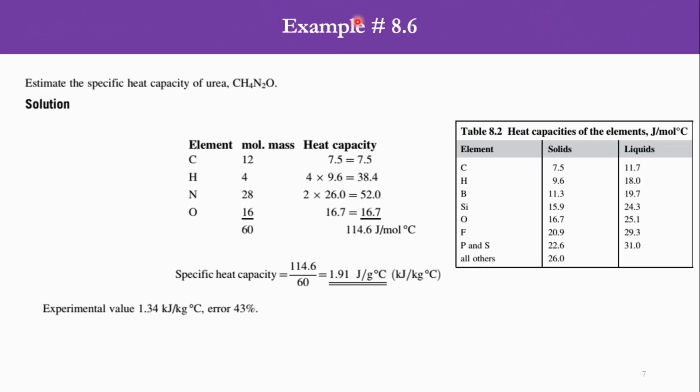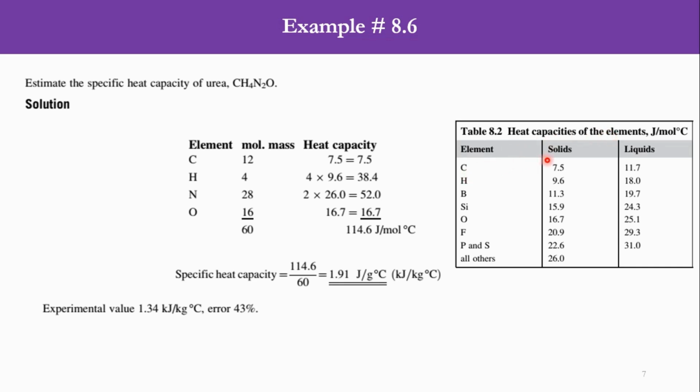Now we will go to example number 8.6, and we will estimate the specific heat capacity of urea, which is CH4N2O. So there are four elements involved in it: carbon, hydrogen, nitrogen, and oxygen. Accordingly, if you look at this table, for each element and for each phase, it has provided us the value of the heat capacities for each element.